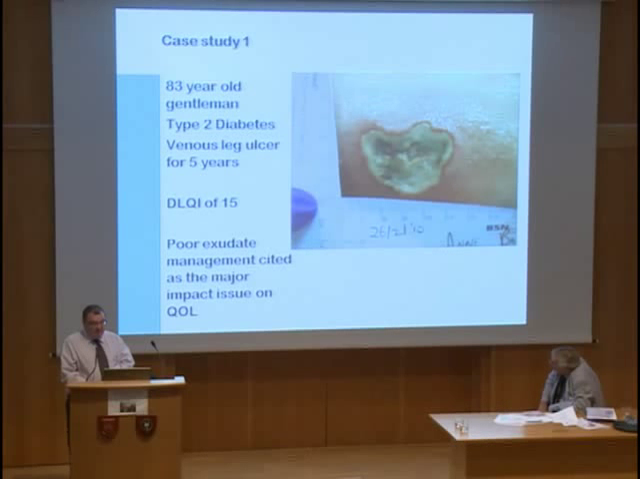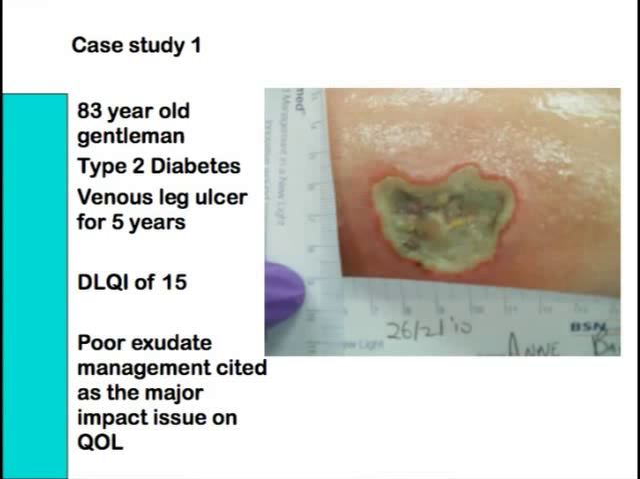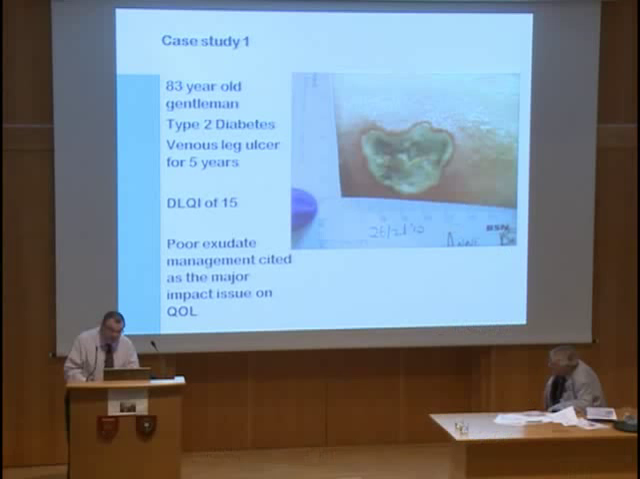First one was an 83-year-old gentleman presented with type 2 diabetes and venous leg ulcer, which he'd had and been treated in community settings for 5 years. He had a DLQI, and this is something, the Dermatology Life Quality Index, is something we use routinely in clinic for all of our patients. It's freely available to download on the internet and comes with instructions.